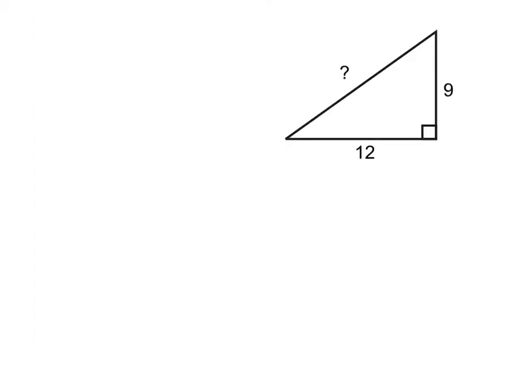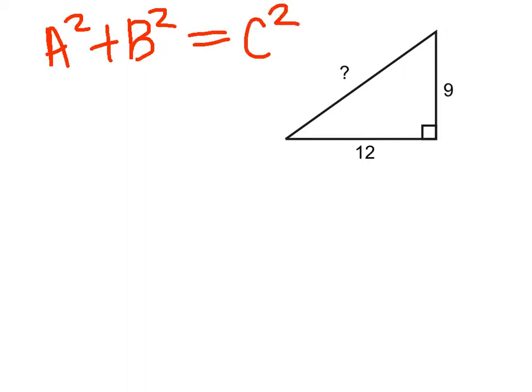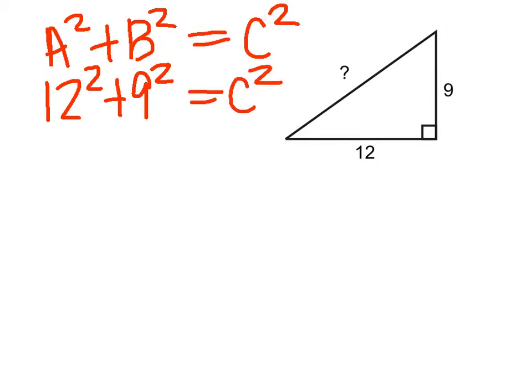Alright, example number 1. Does anybody remember the formula for the Pythagorean theorem? A squared plus b squared equals c squared. Right. A and B are the legs, and what is C? The hypotenuse, right. So we want to plug in our legs, plug in our hypotenuse, which we don't know, so that will leave it as c squared.